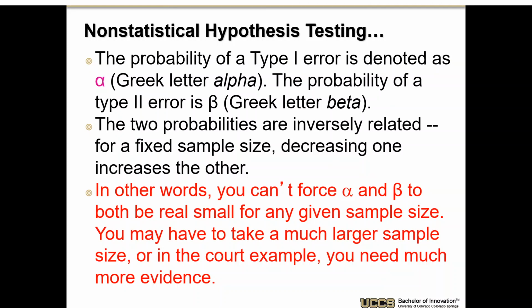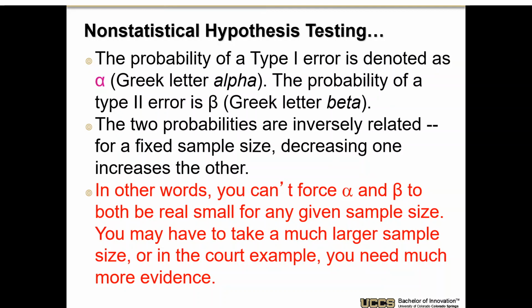How small alpha and beta can be for a sample size is a function of the effect size, but we can't control that. You may either have to take a much larger sample, or in a court case, you may need more evidence to drive one or the other down. Right? So the size of the effect, the variation you expect to see, depends on your problem. The only two things you're going to then deal with are what errors you're willing to live with and what the sample size is. So if I want to reduce these two, I have to increase the sample size to get things to work out.